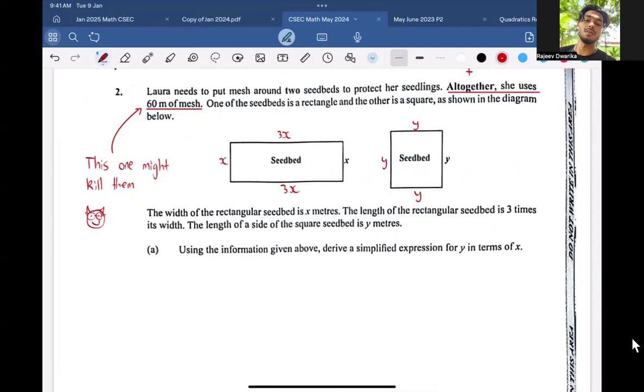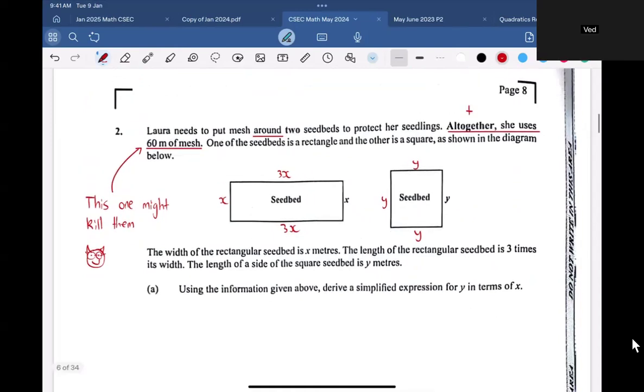Okay, so we have plenty of information. We know she's putting mesh around. Anytime you see around, what does around mean? Perimeter. Yes, perimeter. And you mentioned that as well. You just didn't say the word perimeter, but when I asked you about altogether, you said it was the mesh around, right?